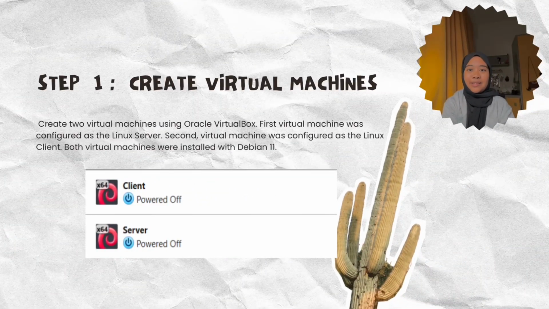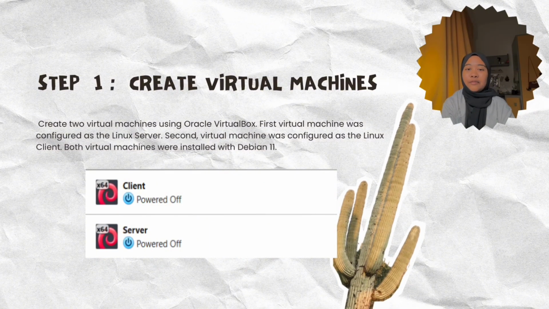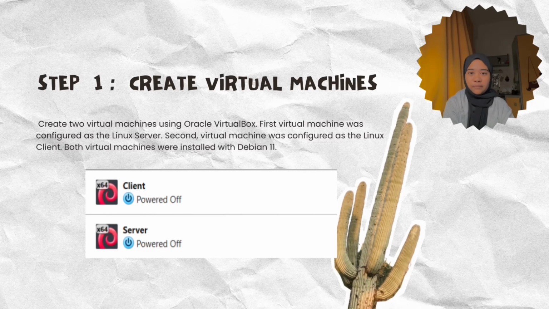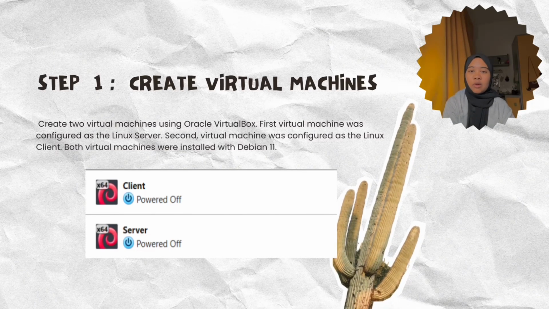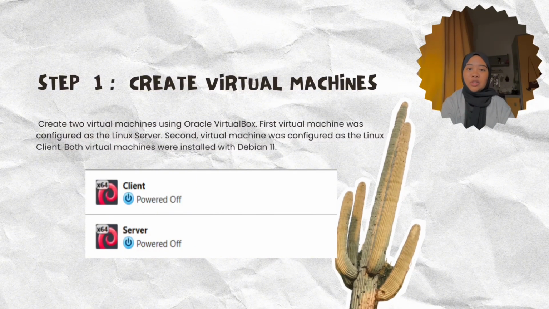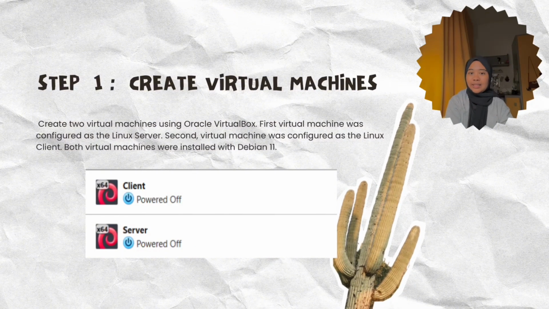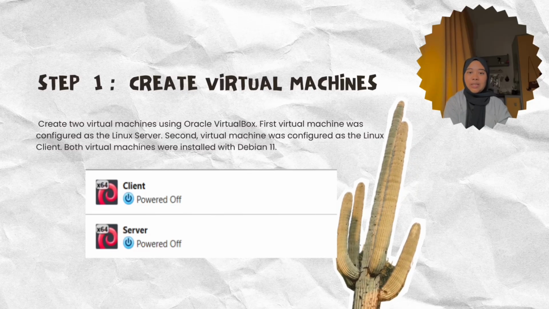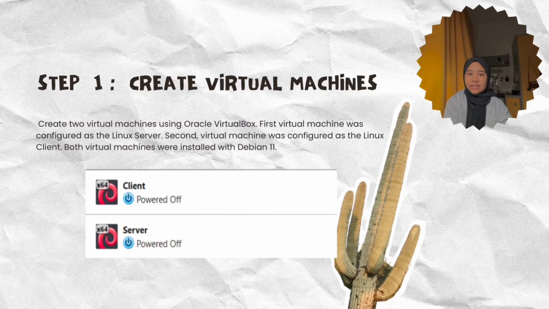Next, I will explain step 1, which is creating the virtual machine. First, we use Oracle VirtualBox to create 2 separate virtual machines. The first virtual machine was configured as the Linux server, while the second virtual machine was configured as the Linux client. Both virtual machines were installed with Debian 11 as the operating system.